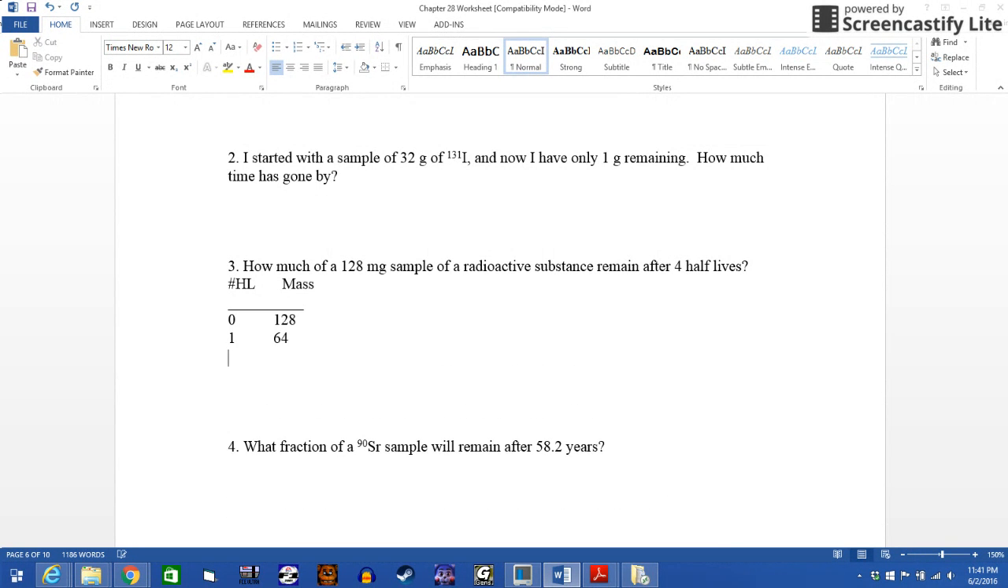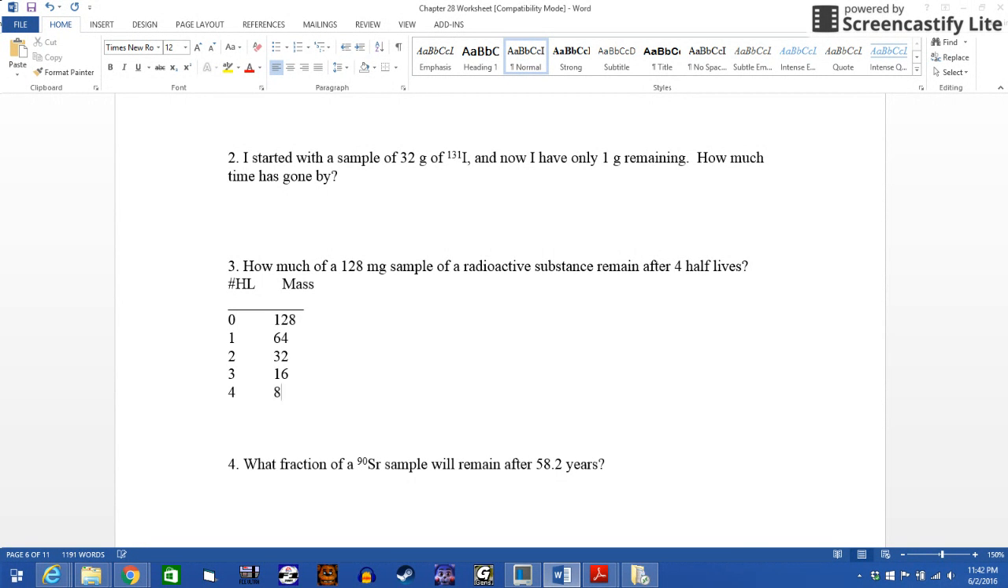2 half-lives, 32. You can do this other ways. I find this is the easiest way to do it. Why not just do it an easy way? 16. All right, one more, 8. And what's your unit? Milligrams, because that was the unit up here. So that's the way I would set up a table in order to do this question, just like that. And of course, you can go home and you can look at this table on the video and study a little more if you want to.